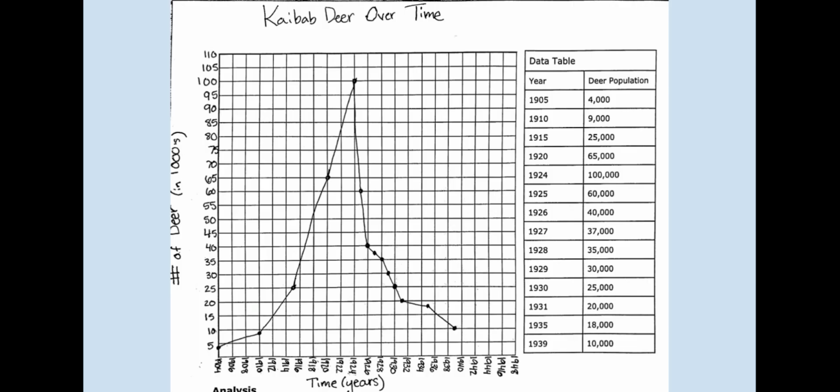Now, 1923 is kind of between data points here, but in 1920, you had 65,000 deer, and by 1924, you had 100,000 deer. So what could you have done between those years to manage that population so that it wouldn't have gone up so high? And finally, what do you think should have been considered the Kaibab deer population carrying capacity for the Kaibab Plateau? What should be considered the carrying capacity?